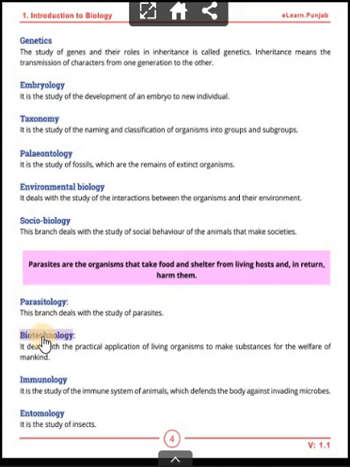After that, the next branch is biotechnology. Biotechnology is a very vast branch, and it is the practical application of living organisms to make substances for the welfare of mankind. For example, we are preparing insulin from bacteria for diabetic patients. It is one of the achievements of biotechnology. There are a lot of other things, like in the case of plants, we are preparing different varieties of a single plant. So the practical application of living organisms for the welfare of mankind is called biotechnology.